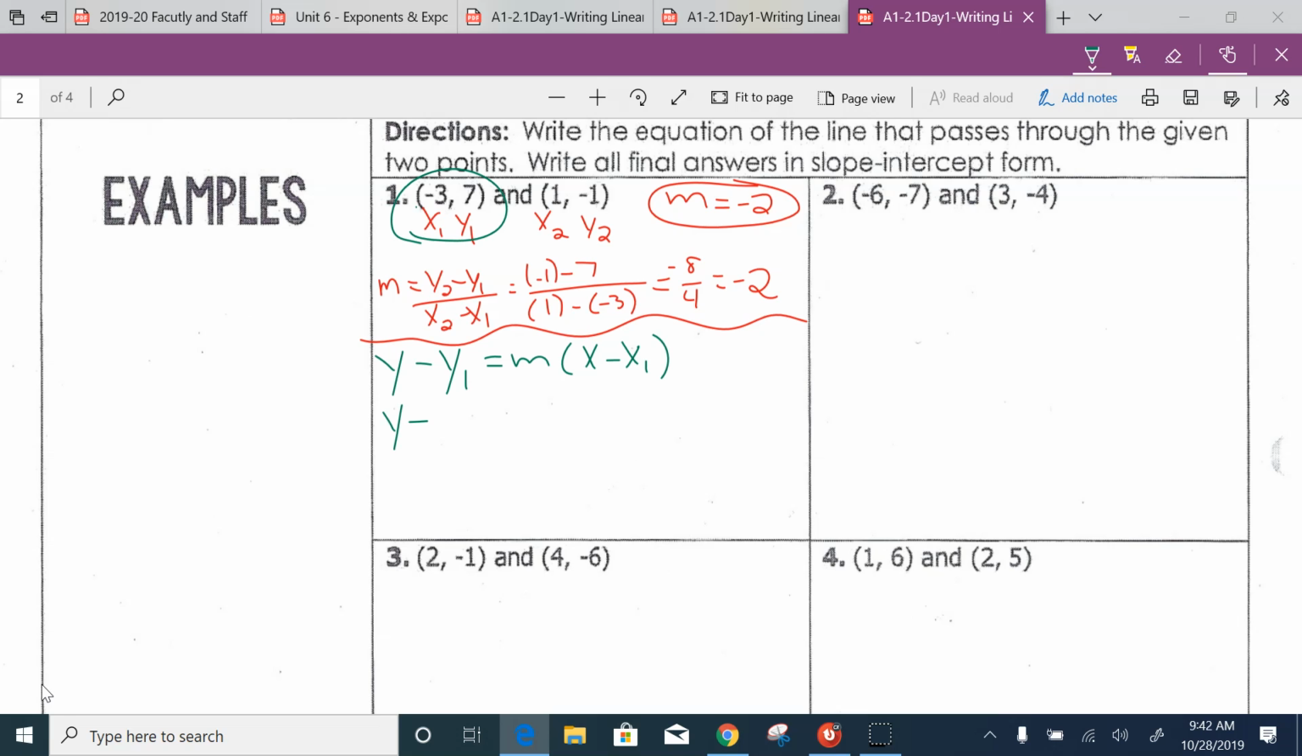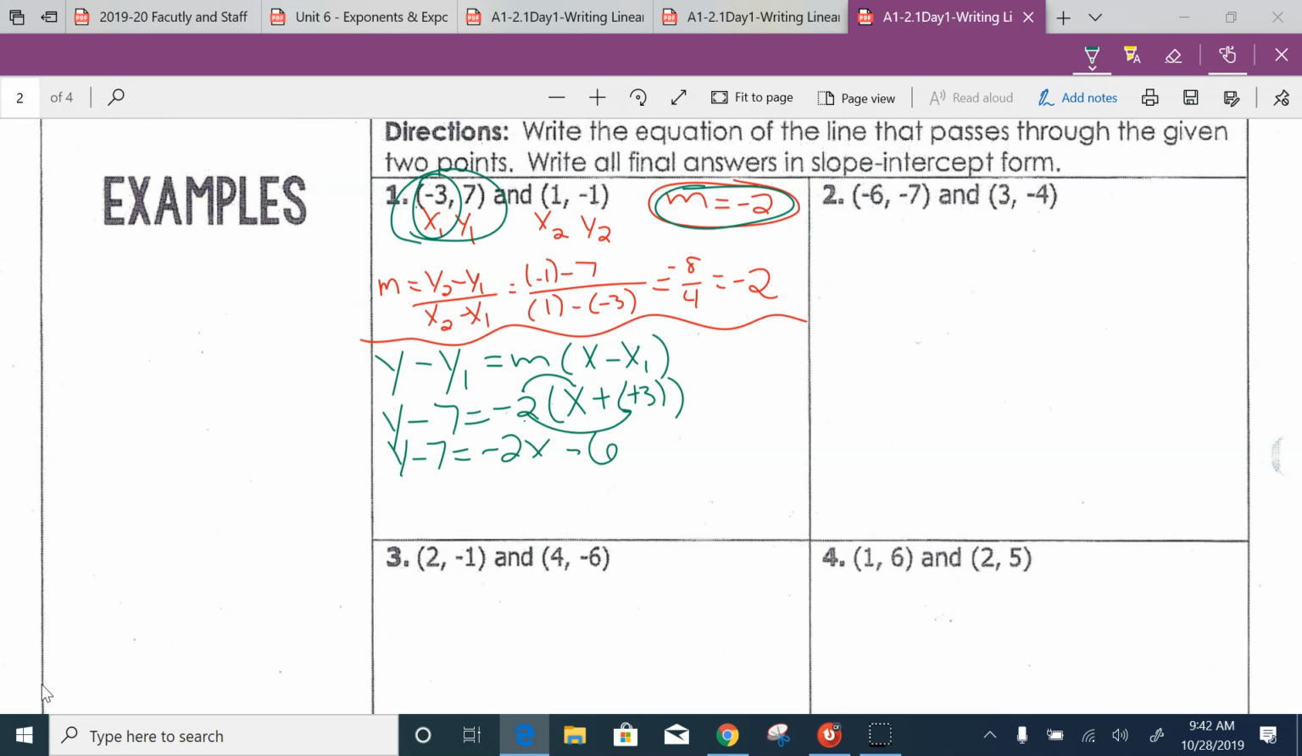So the first y stays, my y1 is a 7, my slope I found up here is a negative 2, my x stays, my x1 is the negative 3 that I had up here. Remembering from before, when I have minus and a negative, I end up with plus and positive. Now I'll go ahead and do distribution. I'll keep the y minus 7 over here on the left. Negative 2 times x is negative 2x. Negative 2 times positive 3 is a negative 6.